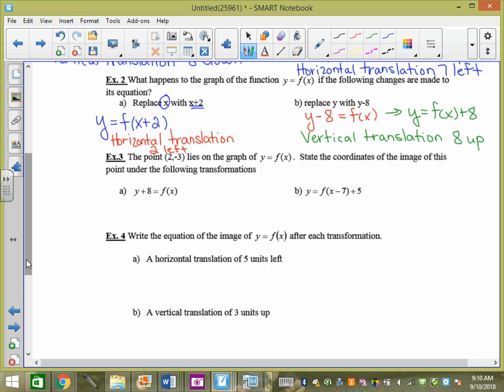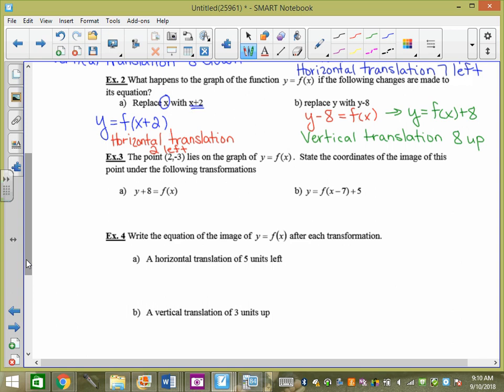The next one says the point 2 and negative 3 lies on the graph of y equals f of x. So it's on the original, correct? That's an original point on the original equation. State the coordinates of the image of this point under the following transformations. So they want the new point if these transformations happen. Okay?